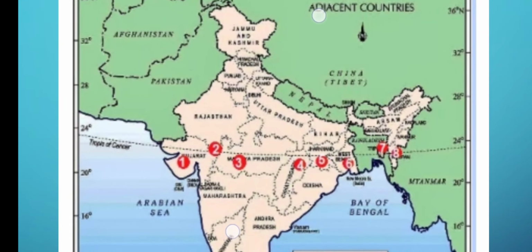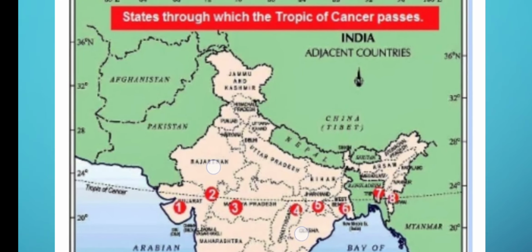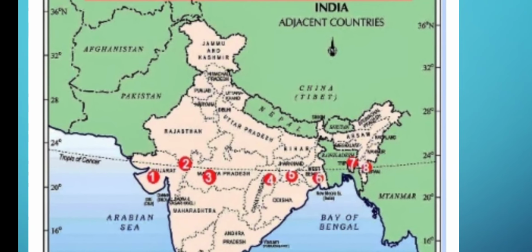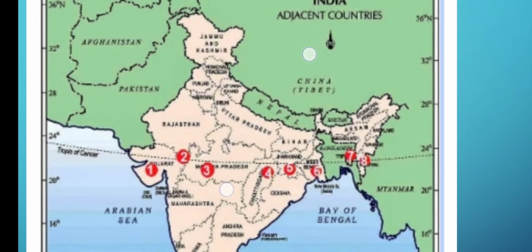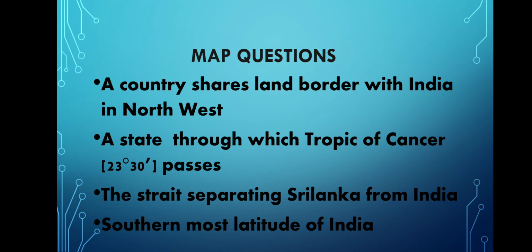Suppose from this map you see the northwestern part, that is Pakistan and Afghanistan. So the countries sharing a land border in the northwest are Pakistan and Afghanistan. For any state which is sharing a border with these countries, you can write the name of the state: Rajasthan or Punjab or Jammu Kashmir. So from here you have to know the answer and you have to point it on the map. Next question is the state through which the Tropic of Cancer passes.